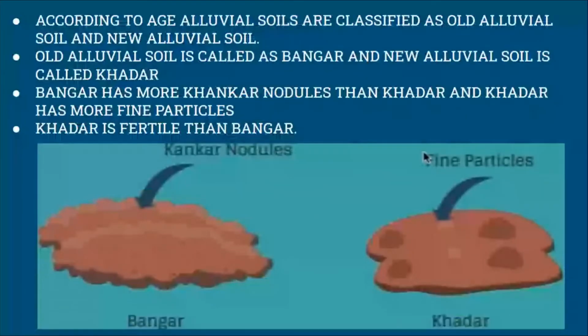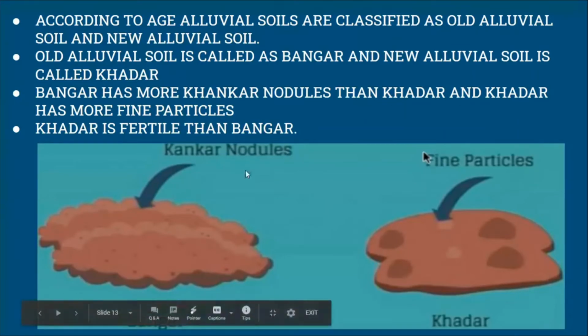According to age, alluvial soils are classified as old alluvial and new alluvial soils. Old alluvial soil is called Bangar and new alluvial soil is called Khadar. Bangar has more Kankar nodules. What are Kankar nodules? Calcium carbonate. So Bangar has more calcium carbonate in it. Khadar is more fertile than Bangar. Khadar has fine particles. If you see the picture, here it is fully shabby, but here you see there are fine particles in Khadar.